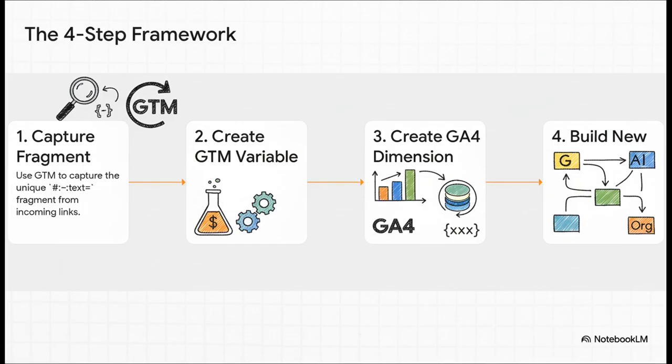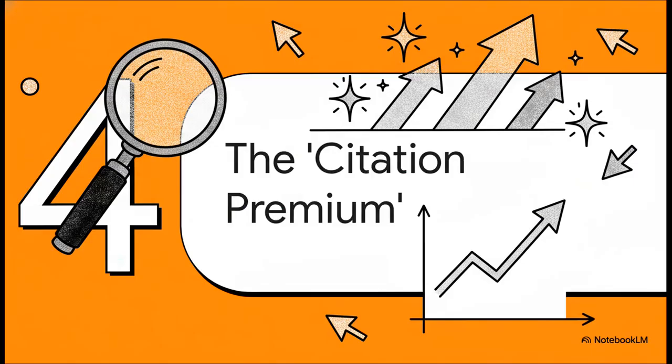And finally, step 4, we use that new dimension to build our very own custom channel group, calling it something like Google AI Overviews. And just like that, we've separated it from all the regular organic traffic for good. Okay, so now for the really good part. Why are we doing all this? What's the payoff? It's all about uncovering what the author of our source material calls the citation premium.